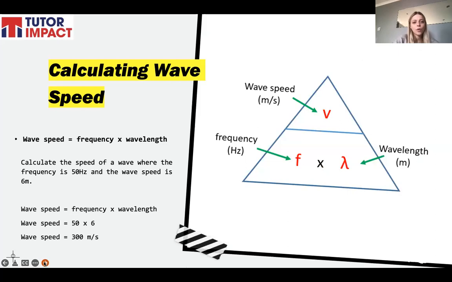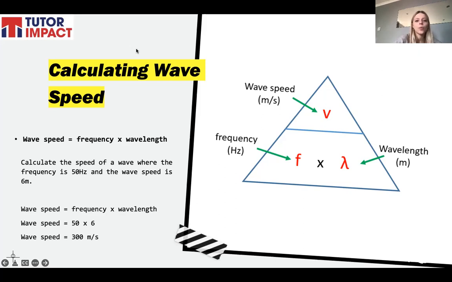Now we're going to move on to looking at wave speed. So you can see here again, we have another equation for this. You can use this formula to work out the frequency and wavelength if you're given the other two values as well. So it's a really useful formula.